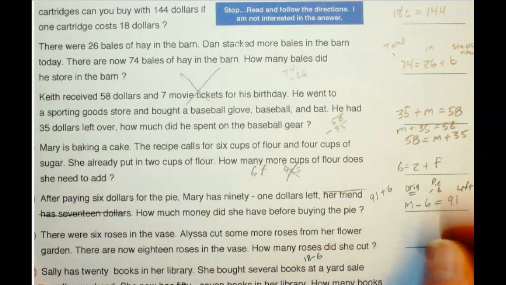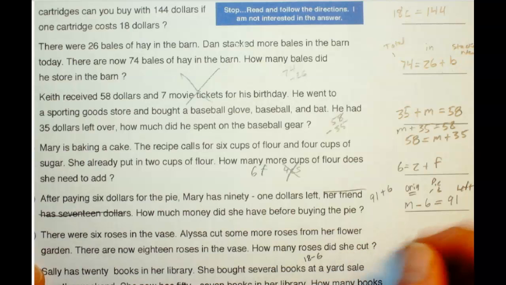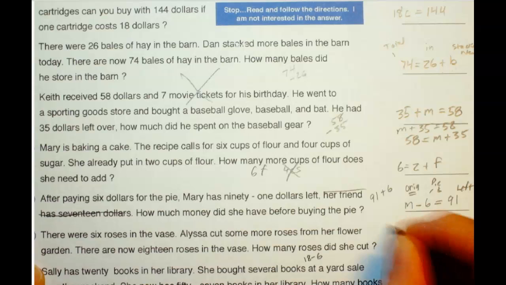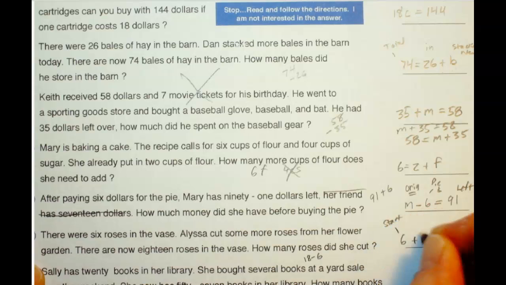So to write it, I have to write it as addition, because if you solve with subtraction, you write with addition. So I'm going to start off with 6 roses in the vase, plus some more roses. We don't know how many. And all total, there are 18. So start, added, total. Yeah, I know it says tot, but I think you get the idea. All right, good luck on those last ones.